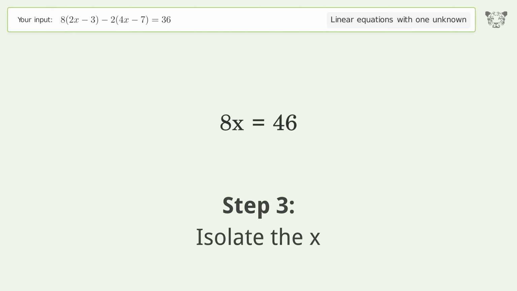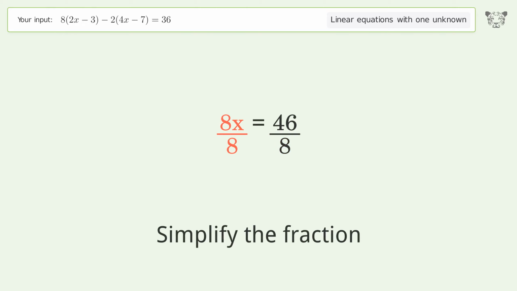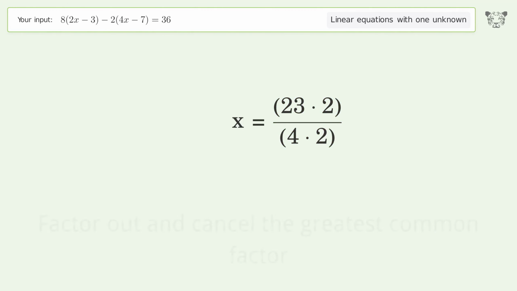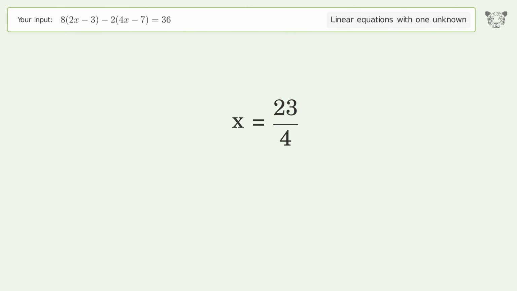Isolate the x. Divide both sides by 8. Simplify the fraction. Find the greatest common factor of the numerator and denominator. Factor out and cancel the greatest common factor. And so the final result is x equals 23/4.